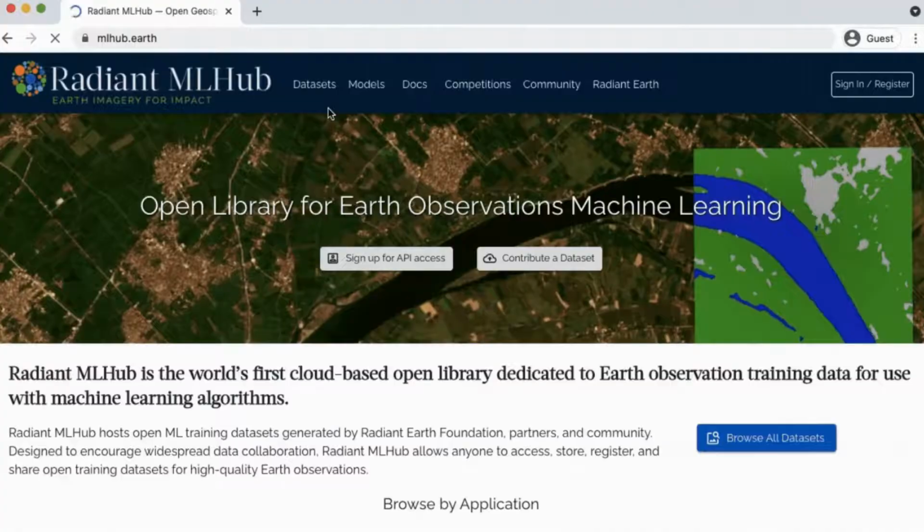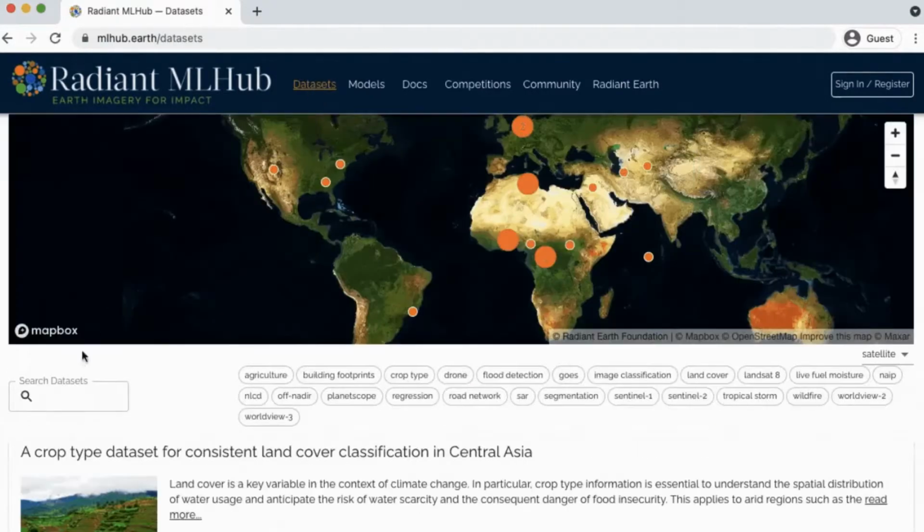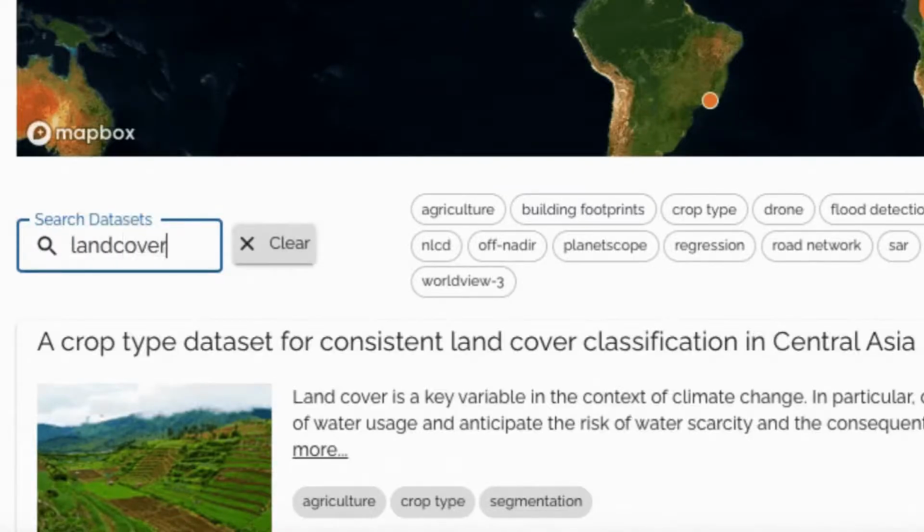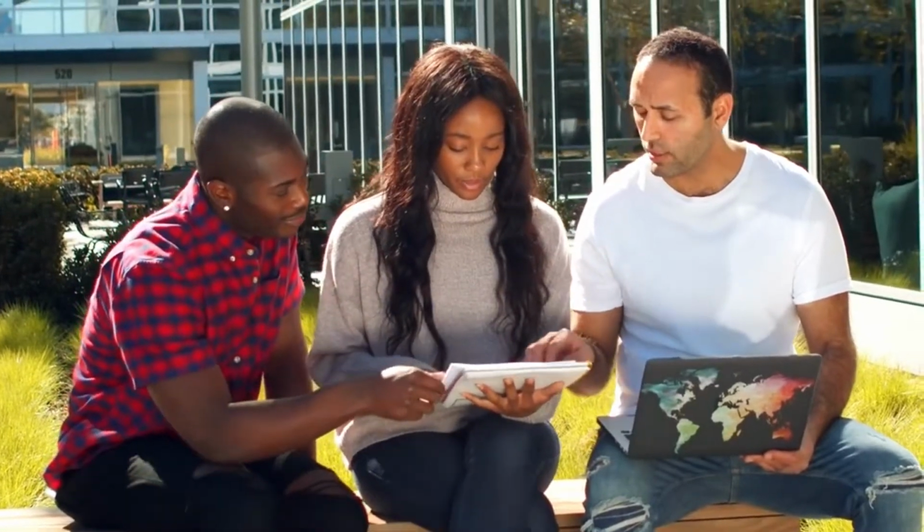Our hope is that by making machine learning training data sets and models more discoverable and reusable, we make these tools more accessible to a more diverse set of organizations and individuals.